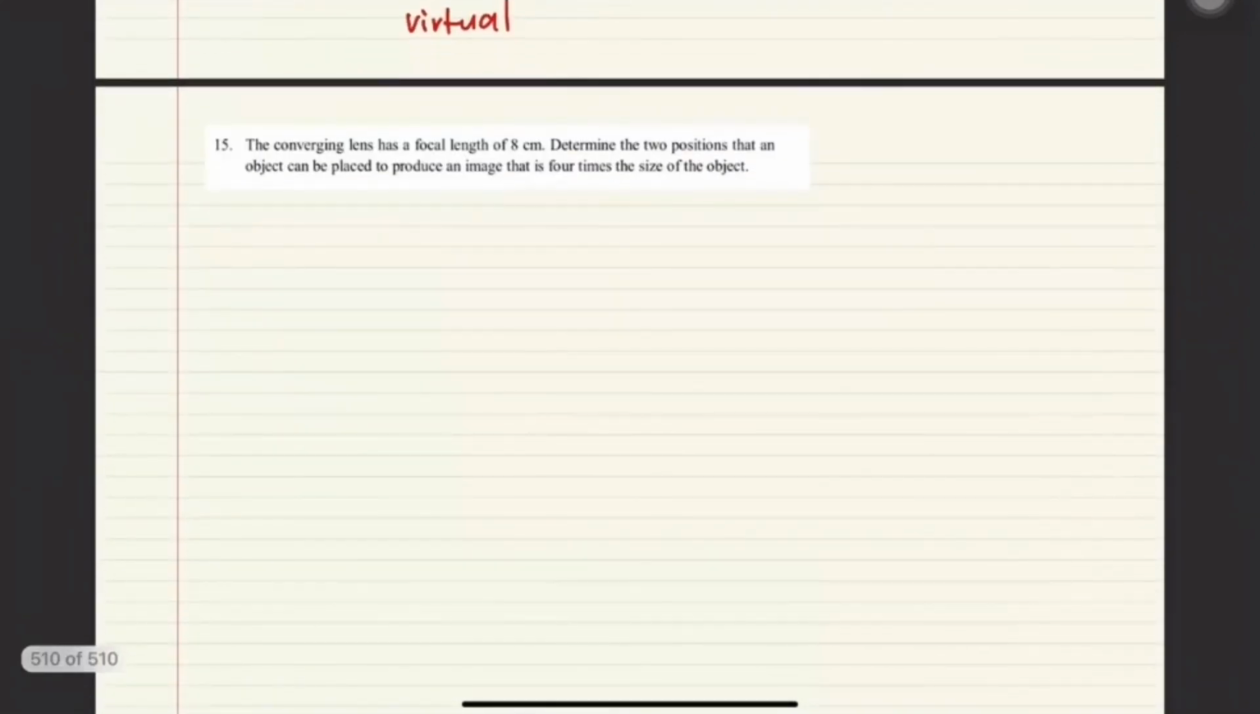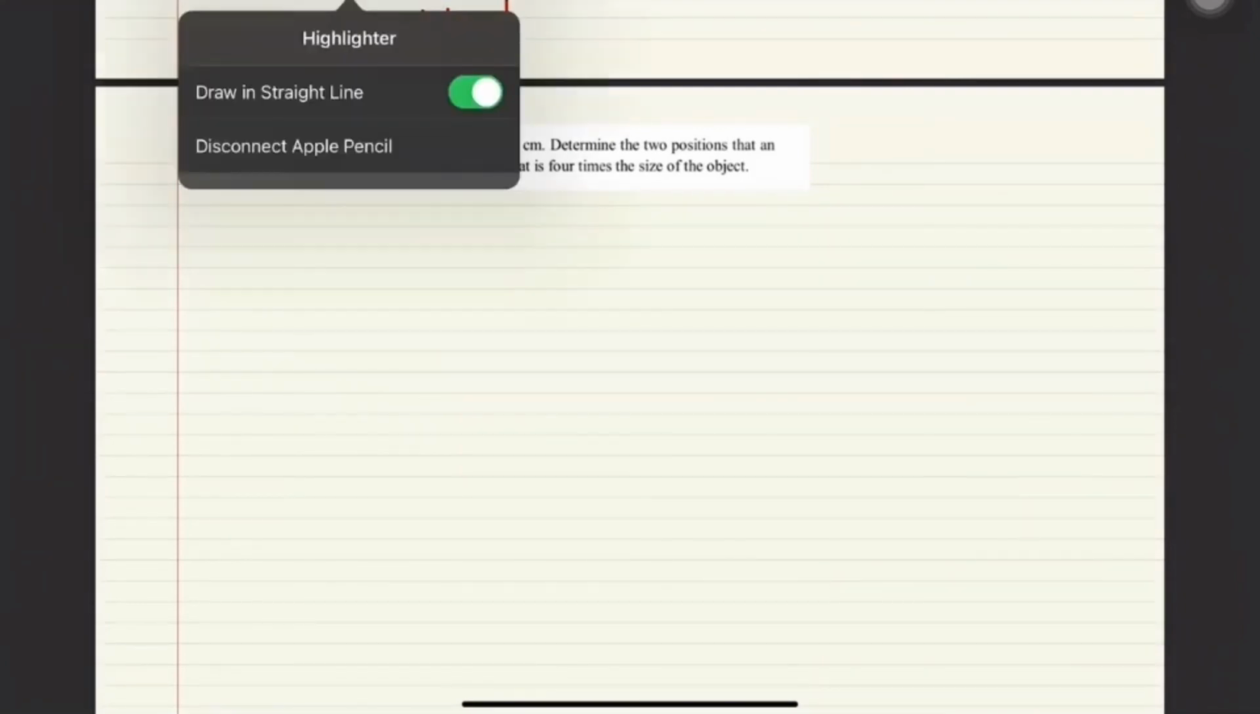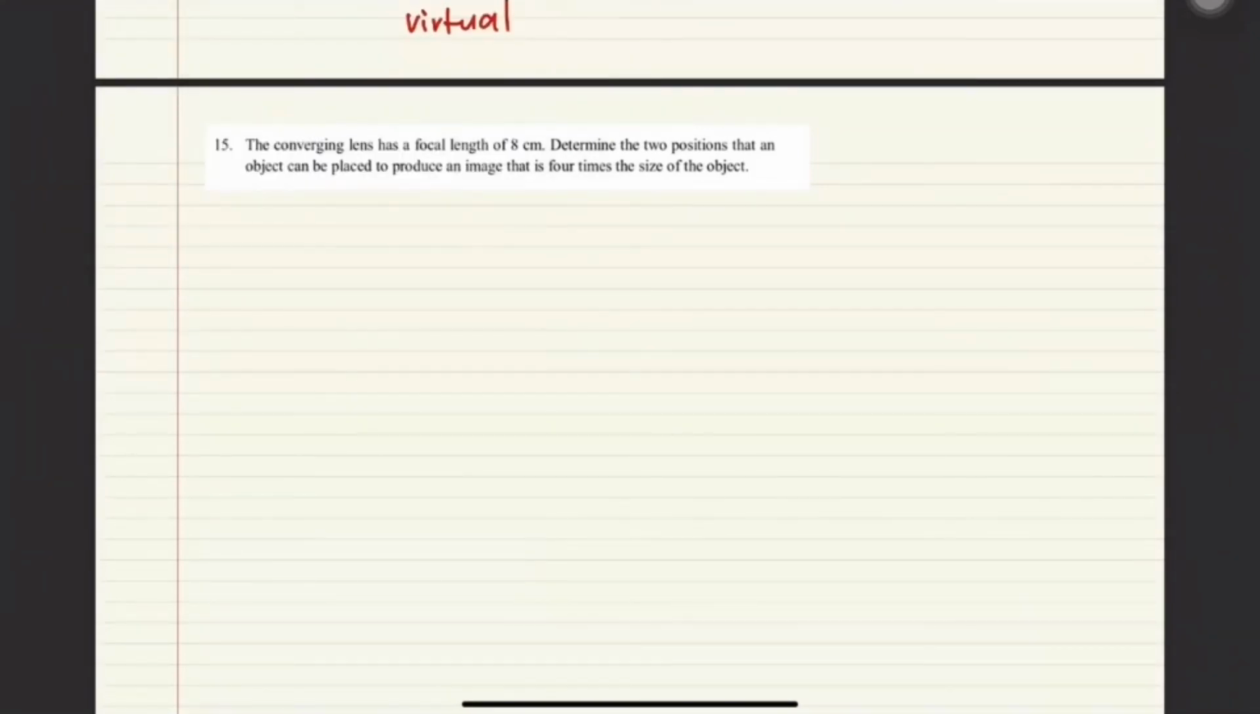Okay, question 15. Converging lens has a focal length of 8 centimeter. Determine the two positions that an object can be placed to produce an image that is 4 times the size of the object. Okay. So dia cerita pasal converging lens. Kalau kamu tengok, this is the converging lens. Dia ada dua position yang boleh dapat magnified image.